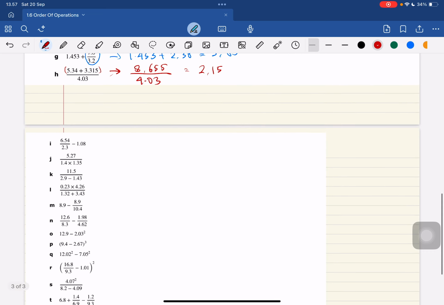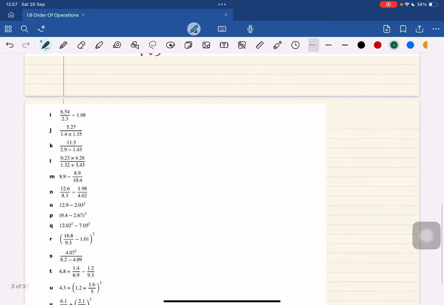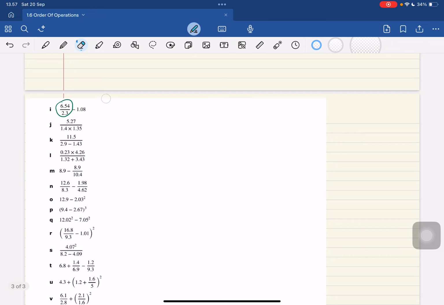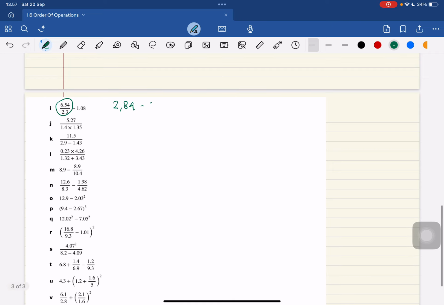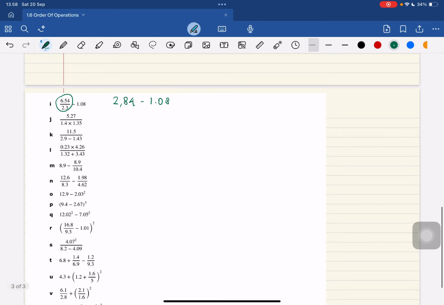Okay. Next, we got division and subtraction. So starting with division, 6.54 divided by 2.3 is going to be 2.84. Minus 1.08. So we got the answer 1.76.